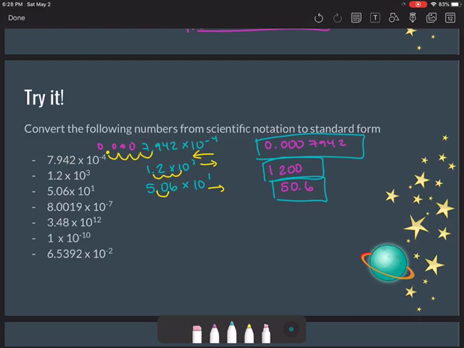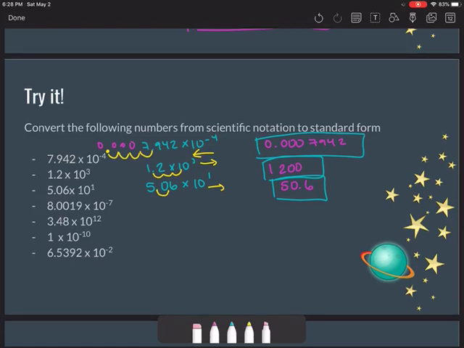Next one, I have 8.0019 times 10 to the negative 7. My exponent is negative, which means I should end up with a smaller number. And I am moving my decimal over to the left. How many times am I moving it? 7. So it starts here, and I go 1, 2, 3, 4, 5, 6, 7. Here's my decimal. And I'm filling in all those bumps with zeros. So I end up with 0.00000080019.